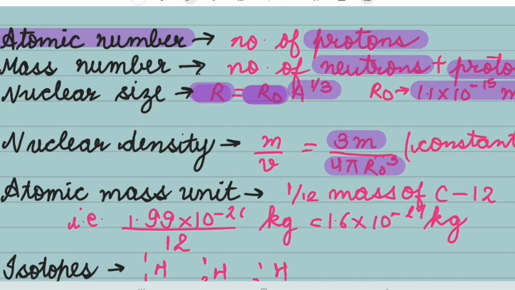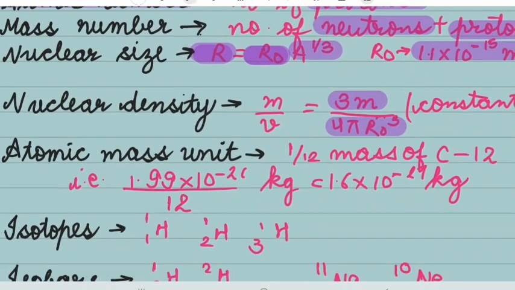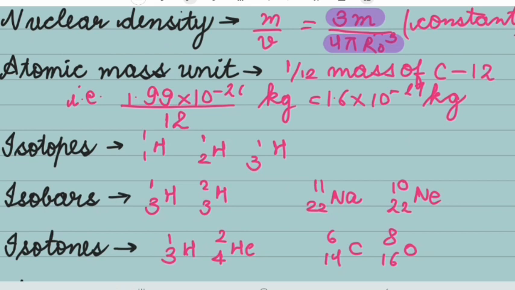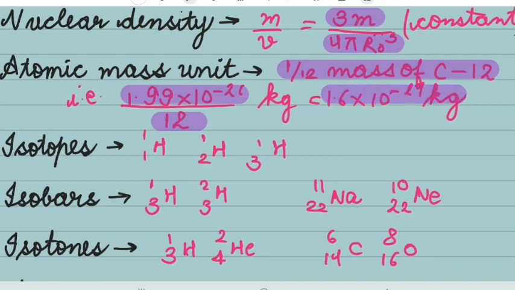Now let us talk about the atomic mass unit. What do we mean by atomic mass unit? It is equal to 1 by 12 of the mass of carbon 12 isotope. What is the mass of carbon 12 isotope? 1.99 multiplied by 10 to the power minus 26 kg, and its 12th part will be equal to 1.6 multiplied by 10 to the power minus 27 kg. If you are familiar with this number, you have seen it. It is actually the mass of proton as well as of neutron.